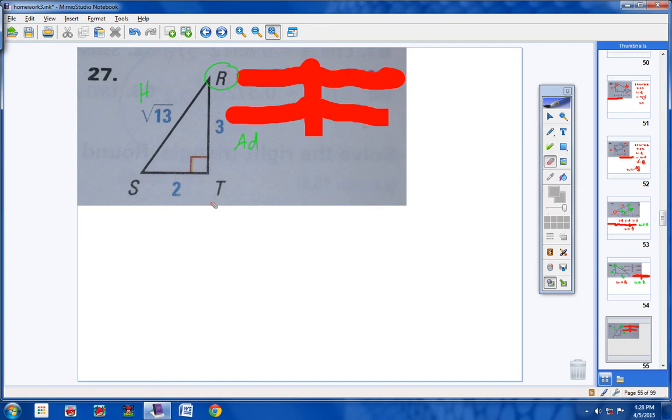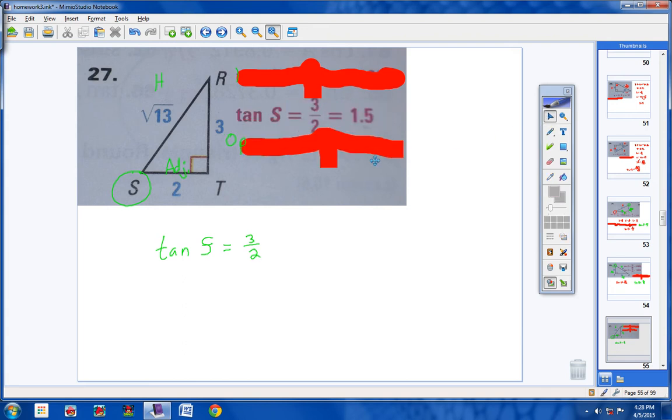Alright? Now, next we're going to circle S, and we're going to find the tangent of S. Circle S, go straight across, this is your opposite. Here's 90, go straight across, this is your hypotenuse. And this here would be your adjacent side. Okay? So, tangent is opposite over adjacent. 3 over 2. Alright? And there are the answers.